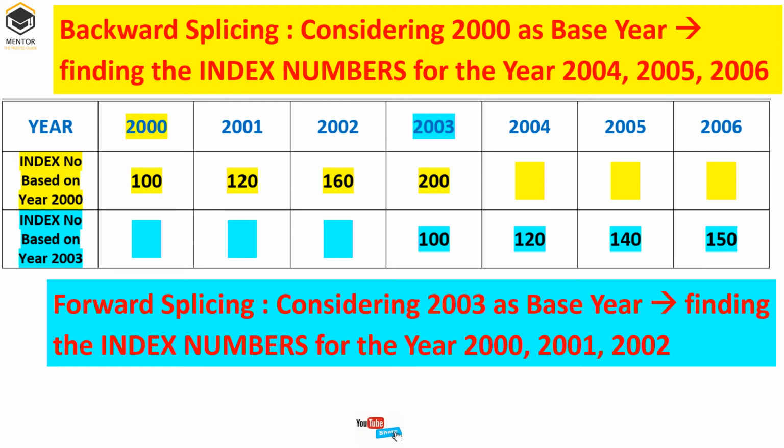Whereas in 2003, we don't have the data for 2000, 2001, 2002. So that's the reason it is called forward splicing, because here we are considering 2003 as our base year, whereas we have to find out the index number of the years previous to the base year. So that's the reason it will be called forward splicing.